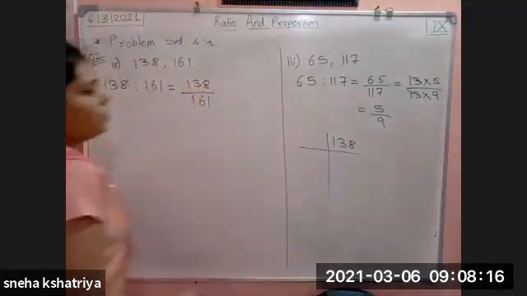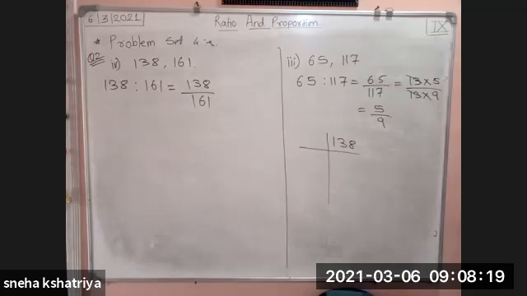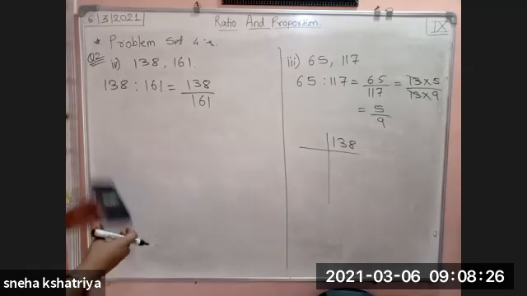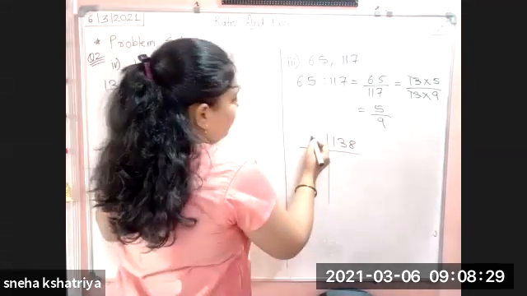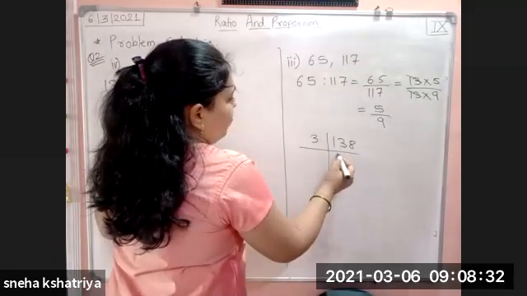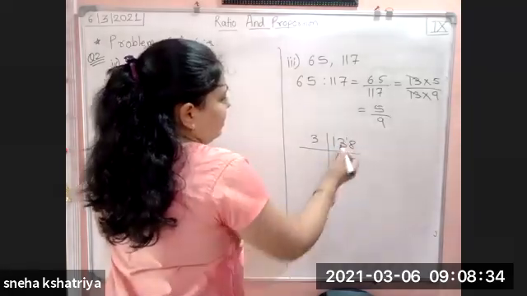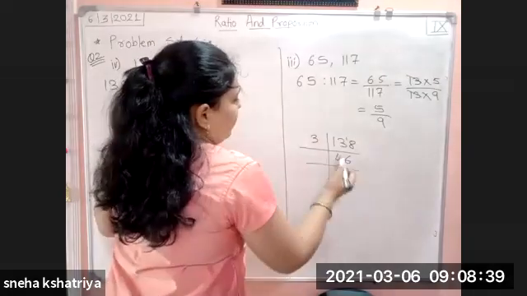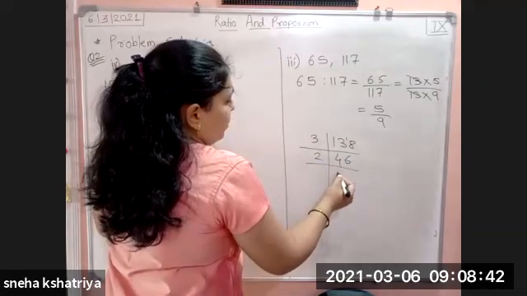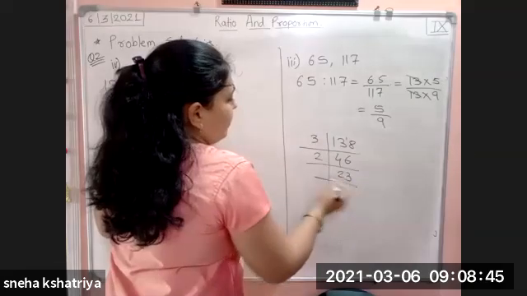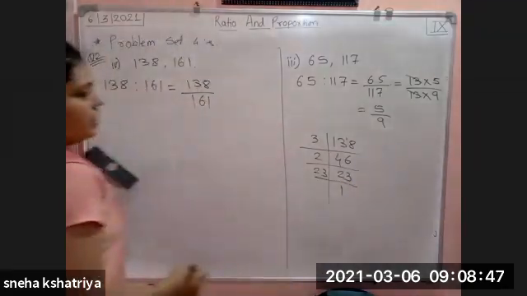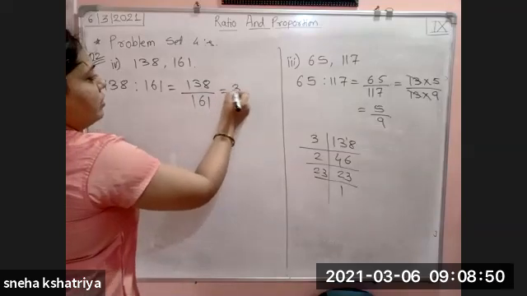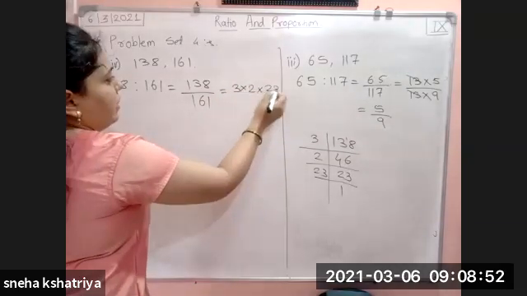138. We can divide 138 by 2 also, and by 3 also. Let us divide by 3. 3 fours are 12, carry 1, 18 is there, so 3 sixes are 18. 46 we can divide by 2, we get 23. Now 23 is a prime number, so 23 ones are 23. So the factors of 138 are 3 into 2 into 23.